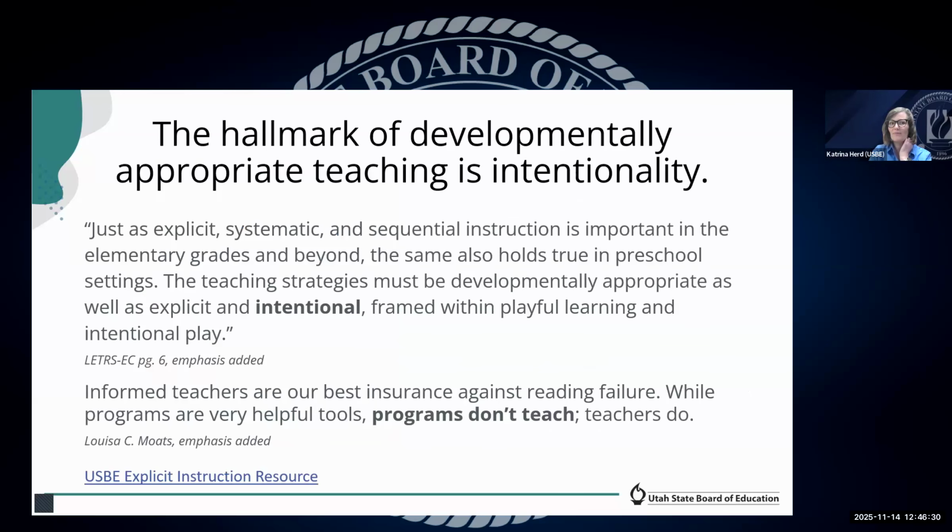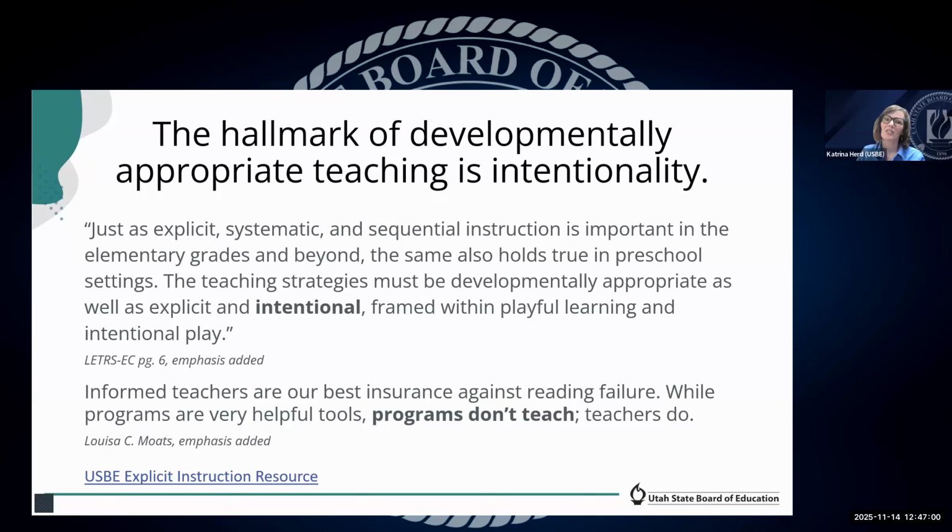Okay, so from Letters Early Childhood, and I refer to Letters Early Childhood frequently during this presentation because it is the commonly used knowledge amongst our educators at this time. There are other sources out there, science of reading sources and research, lots of excellent stuff. This is the one that's common lingo right now, so that's why I refer to Letters EC.